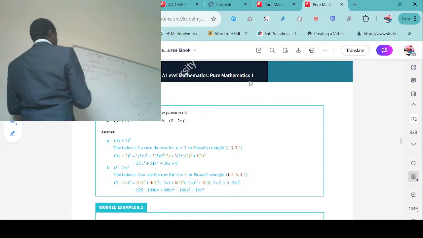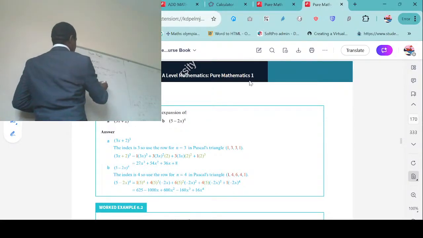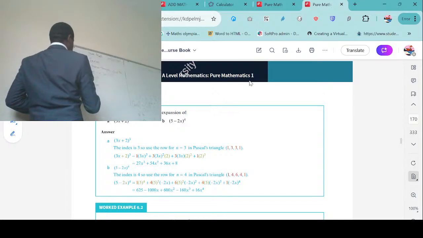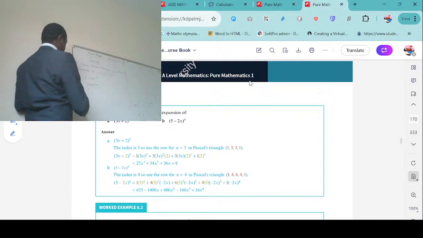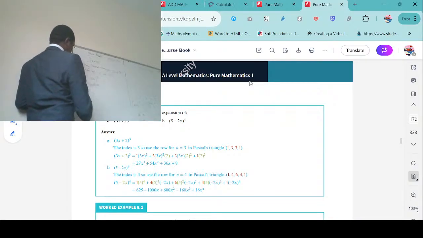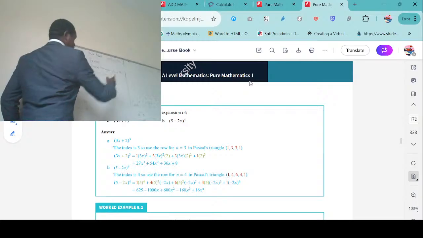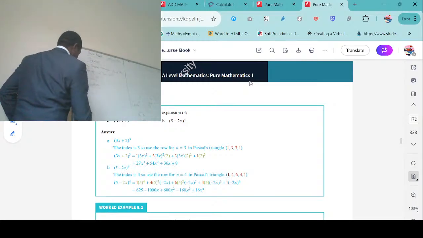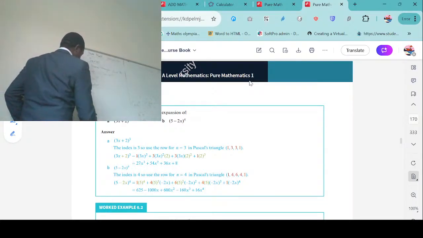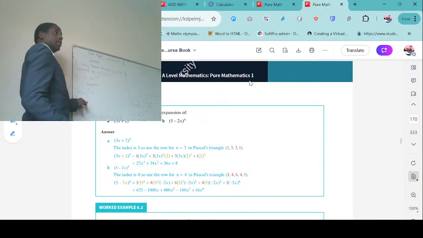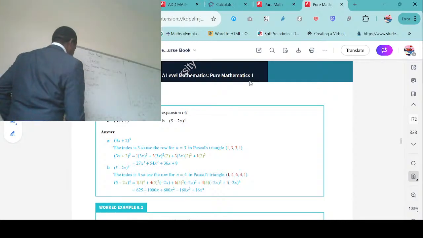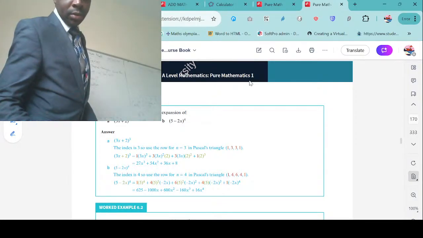So let's use the binomial expansion. For the first one, 3x minus 2 raised to the power of 3, there are two variables, right? So the value for a is 3x and b is minus 2. Using our general formula, we know that a plus b raised to the power of 3 is going to be a cubed plus 3a squared b plus 3ab squared plus b cubed. Now we recall that a is 3x and b is negative 2.